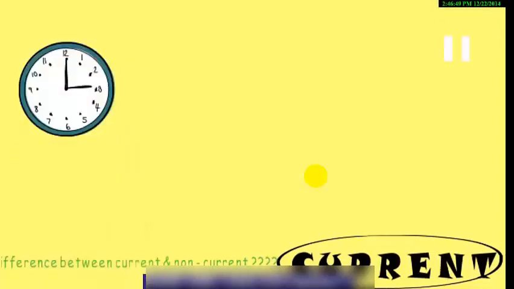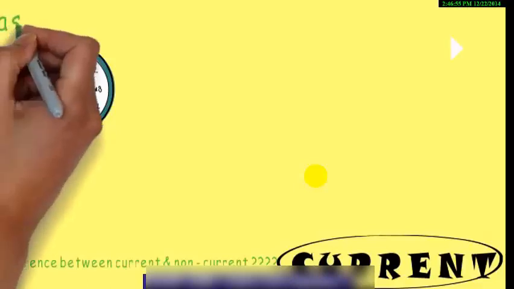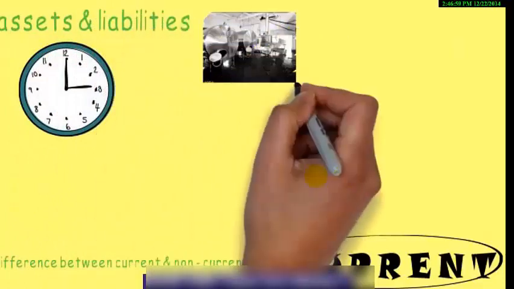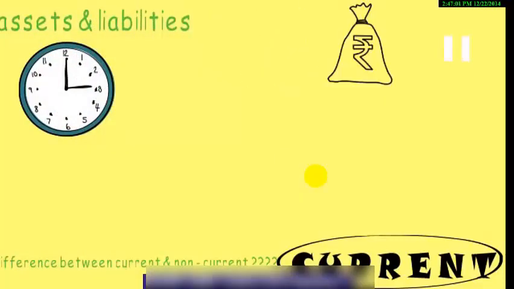Now, why is it known as current, or what is the difference between current and non-current? The whole concept of current depends on the time period, the time that assets and liabilities take to get converted into cash. If I talk about assets, how much time will they require to be converted into cash? Or if I talk about liabilities, how much time does it require to make the payment? So that's all about the time.